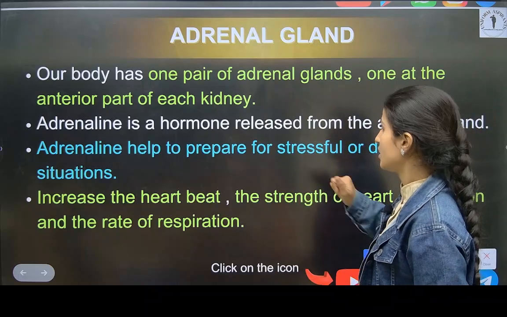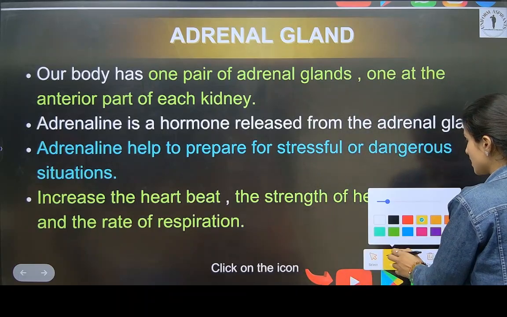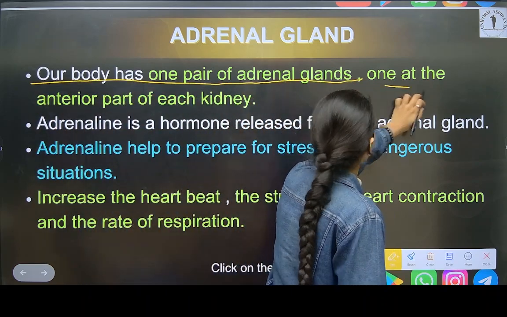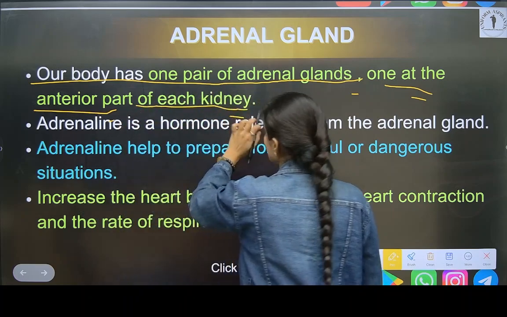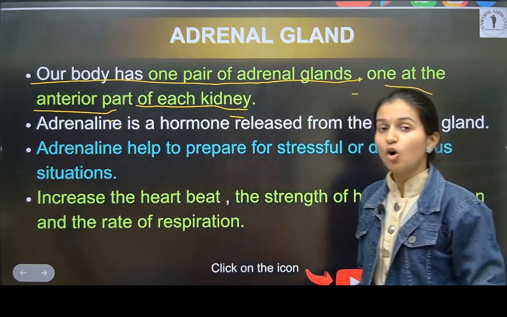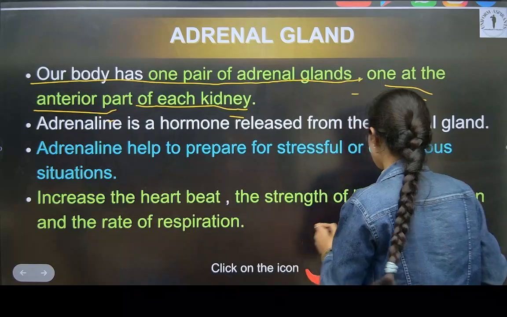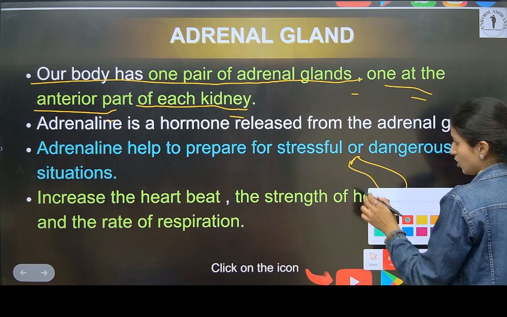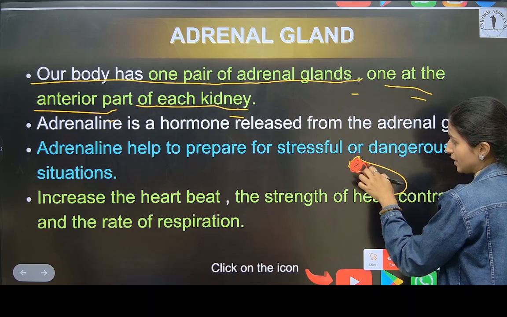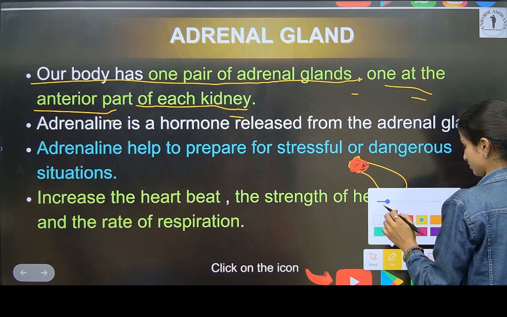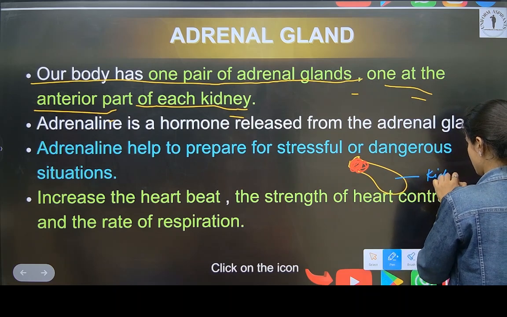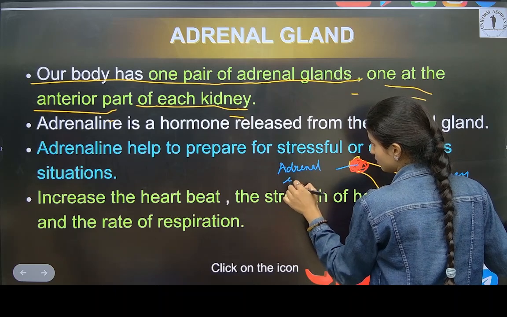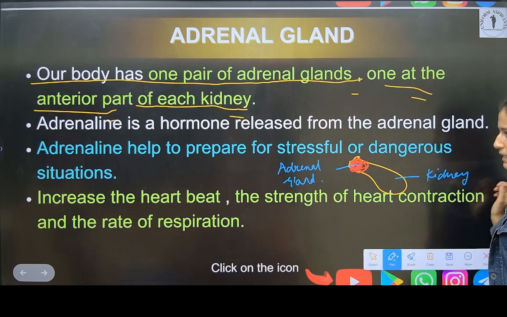Adrenal gland. It is basically present on the kidney. Our body has one pair of adrenal glands, one at the anterior part of each kidney. We know that we have two kidneys. For example, this is the bean-shaped kidney, so on this side the adrenal gland is present, like this.